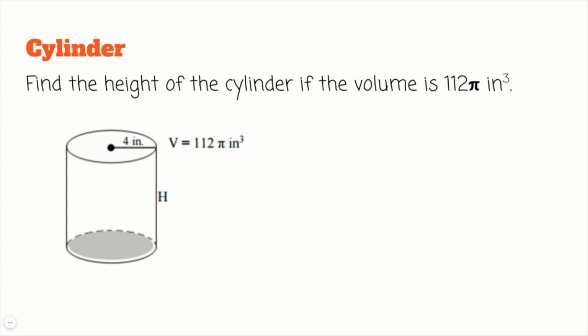This cylinder has a volume of 112 pi inches cubed, and the height is what we're looking for if the radius is 4 inches. So I'm going to start by writing down my formula. Then I'm going to substitute in what I know. Now I'm looking at this equation and I notice right away that there's a pi symbol on both sides.